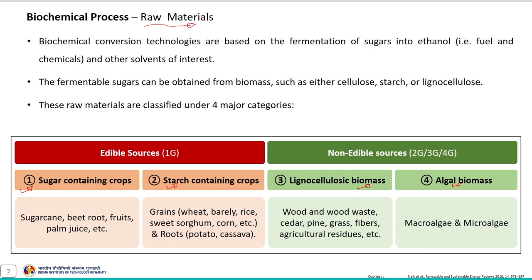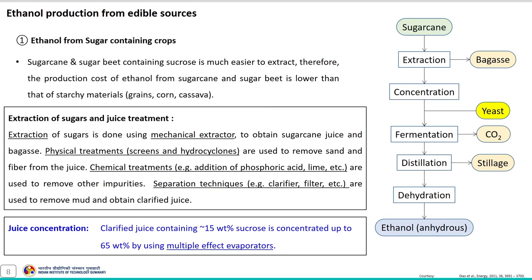And further, these raw materials are grouped as edible source material and non-edible source material. So now let us discuss these different raw materials one by one. To begin with, let us discuss ethanol production from edible sources. In that, let us first discuss ethanol production from the sugar containing crops.